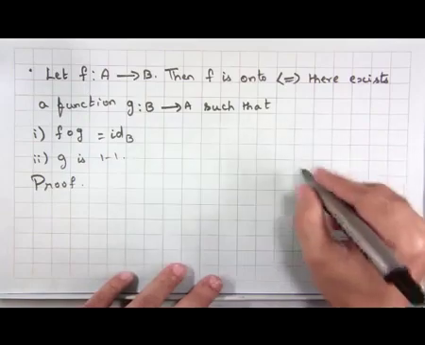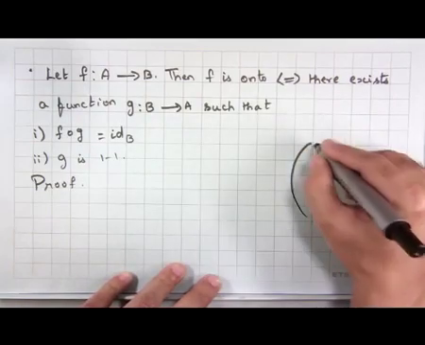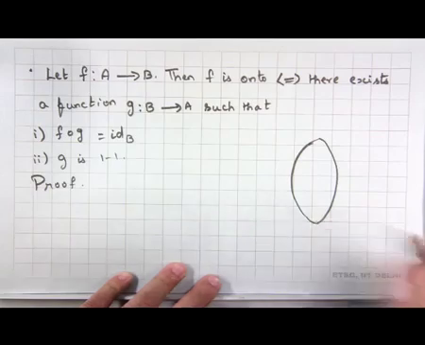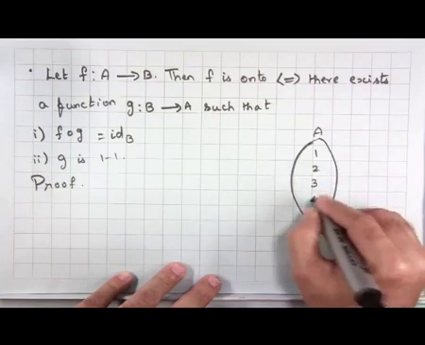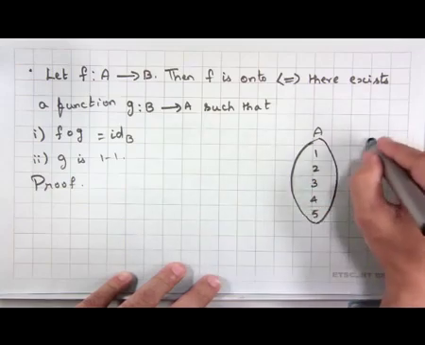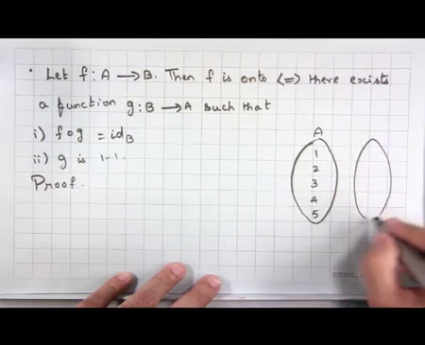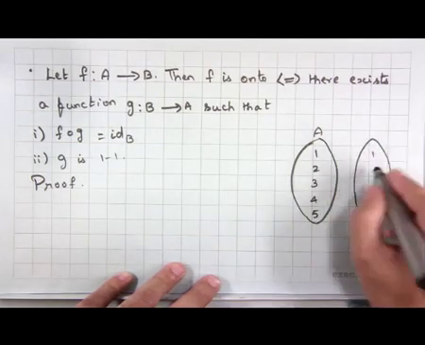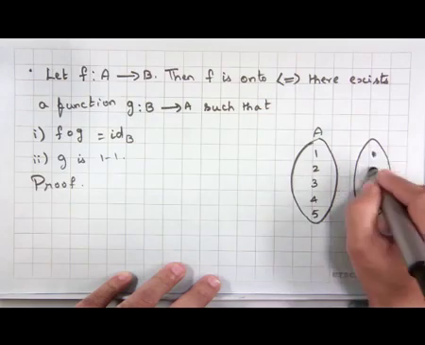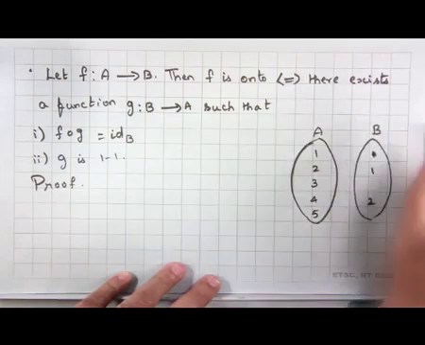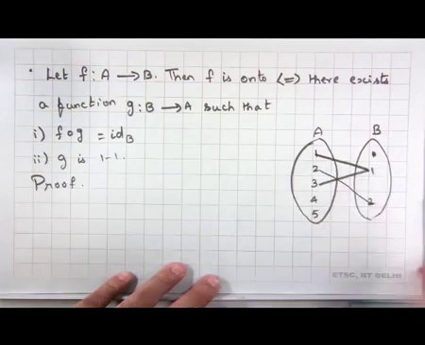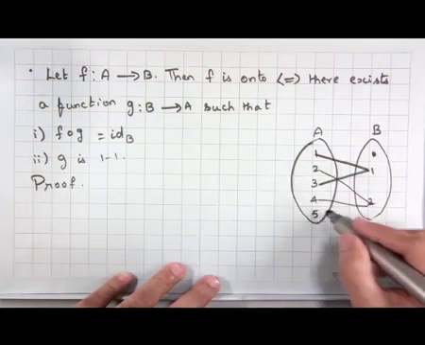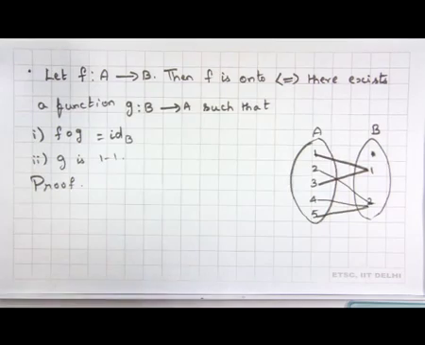Let us again have a similar diagram for this part. Let me call this A: 1, 2, 3, 4 and 5. And on the other hand, let me have a simple set so that things will be clear. 1 is mapped to 1, 2 is mapped to 2, 3 is mapped to 1, 4 is mapped to 2, and 5 is also mapped to 2. This is the function, and what you have is an onto function.